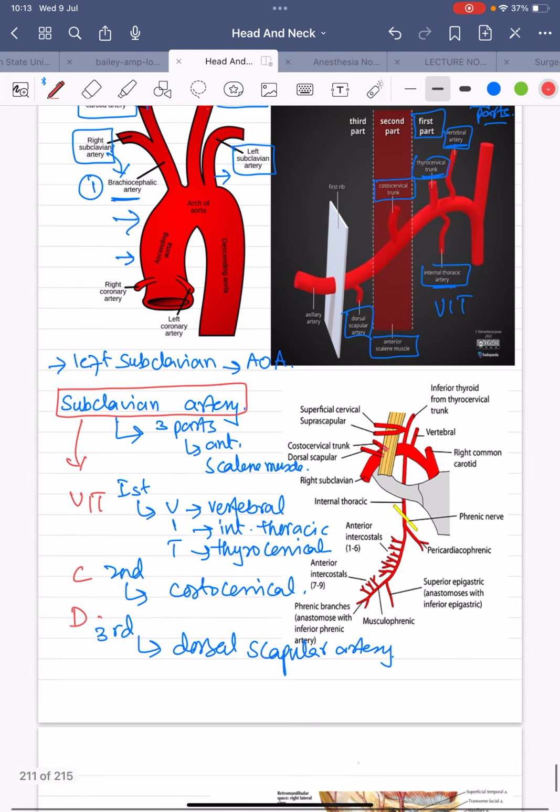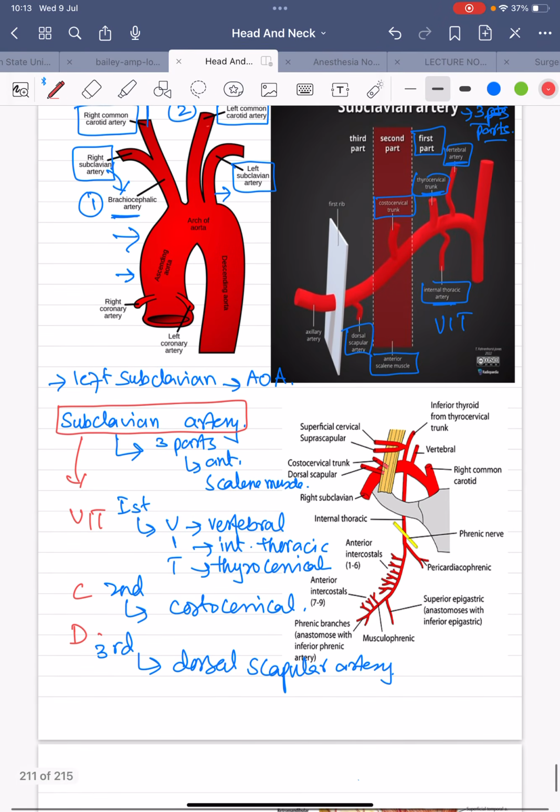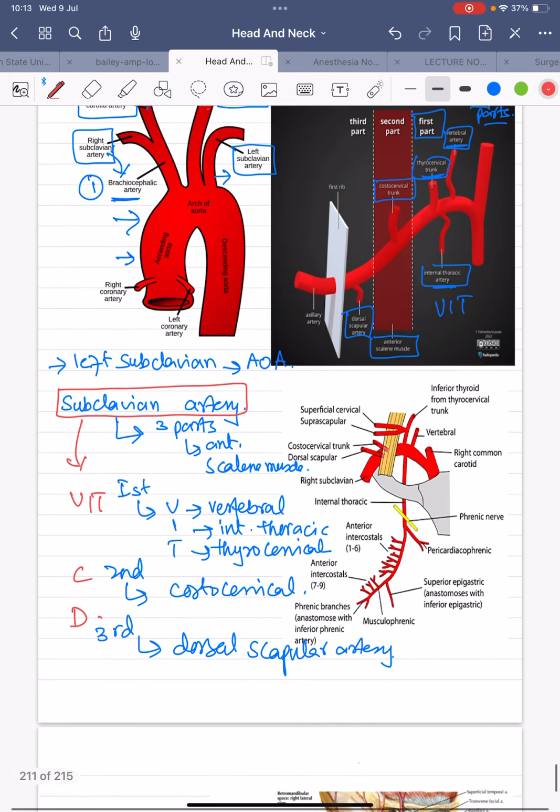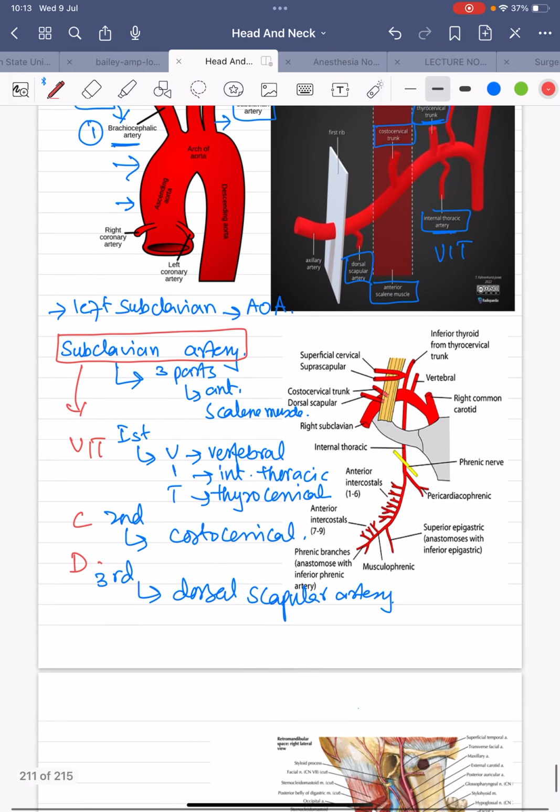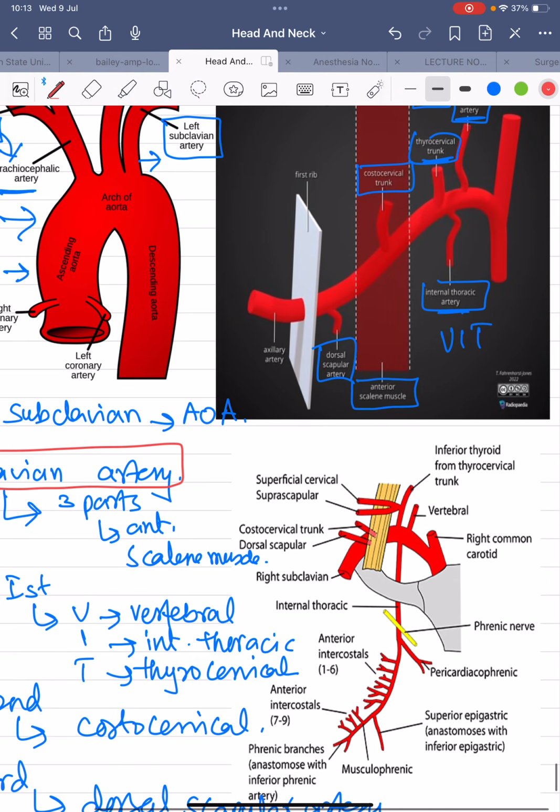Now, after the subclavian artery, see here, when the subclavian artery passes through the first rib, it continues as the axillary artery. So these are the branches of your subclavian artery.